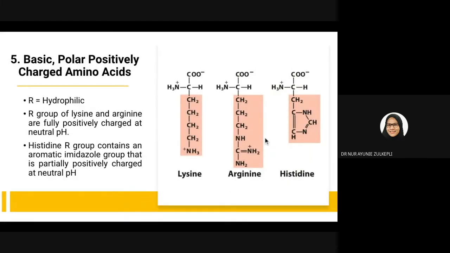All right, number 5, basic polar positively charged amino acids. Okay, so the R chain should be hydrophilic because it's polar, right? But it's basic. The R groups of lysine and arginine are fully positively charged at neutral pH. And the R group of histidine contains an aromatic imidazole group that is partially positively charged at neutral pH. So that is the difference. This is a linear structure, and this is the aromatic ring in histidine.